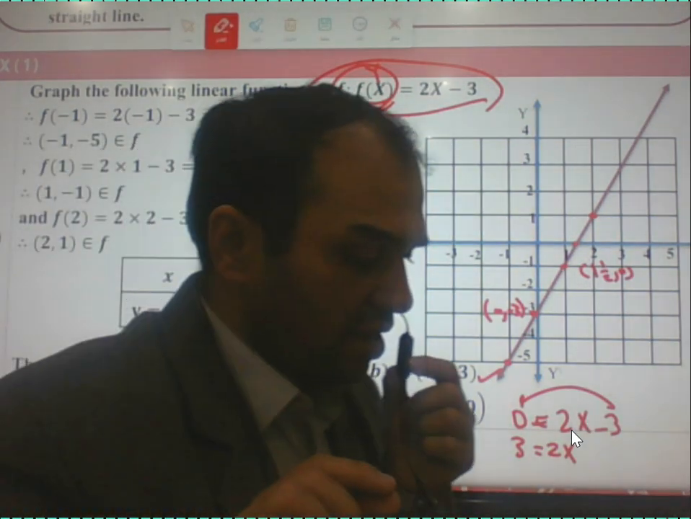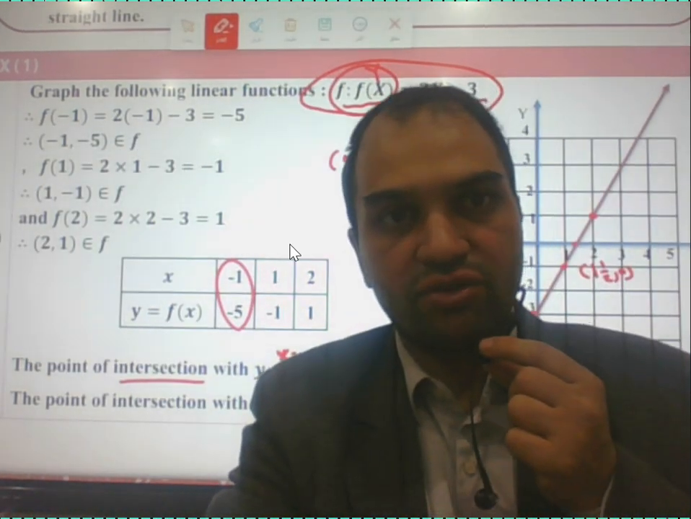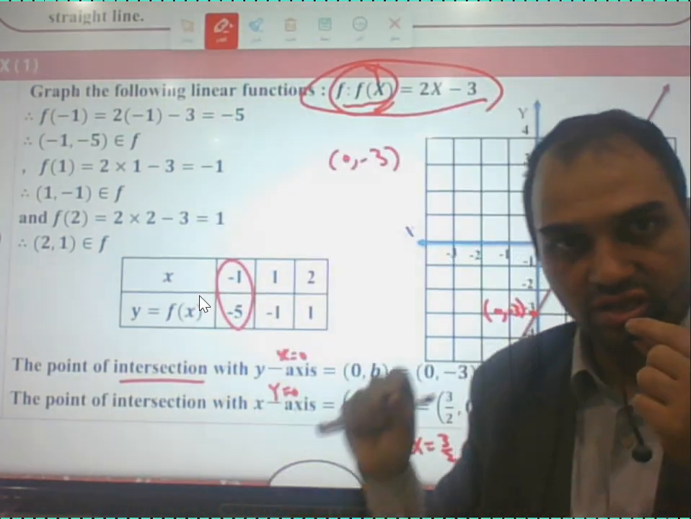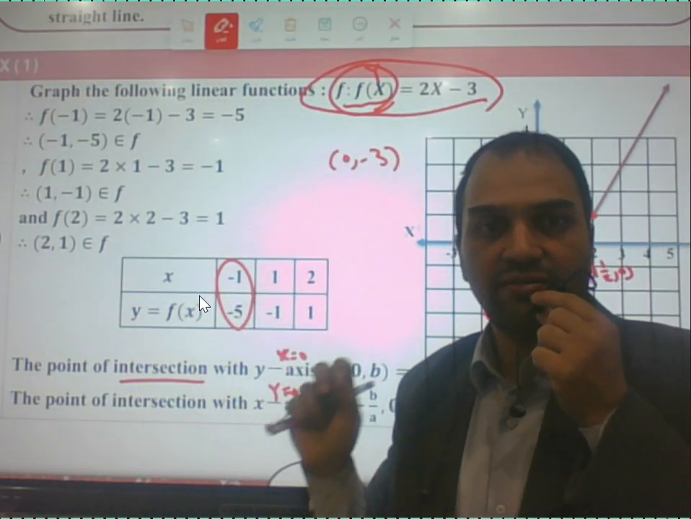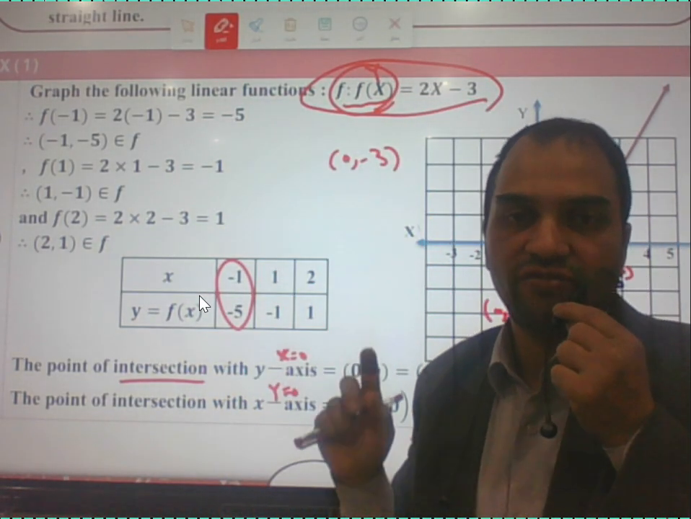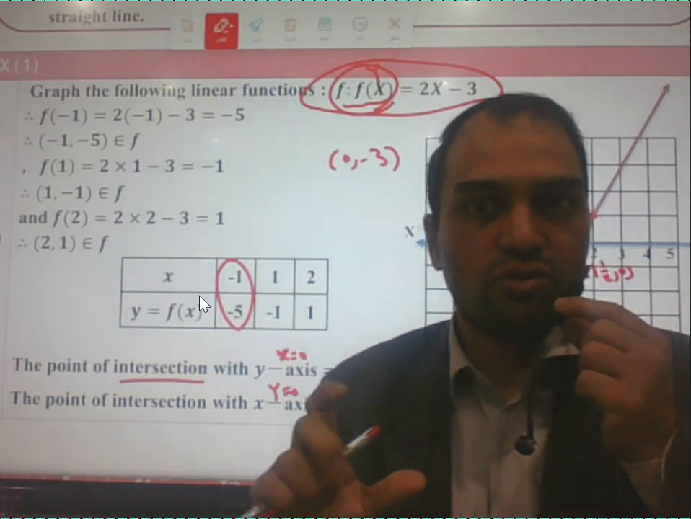You can find them when you are given any example. You can put the value of x equals 0 to find the intersection with the y-axis, and to find the point of intersection with the x-axis, put the value of y equals 0. y equals f of x.